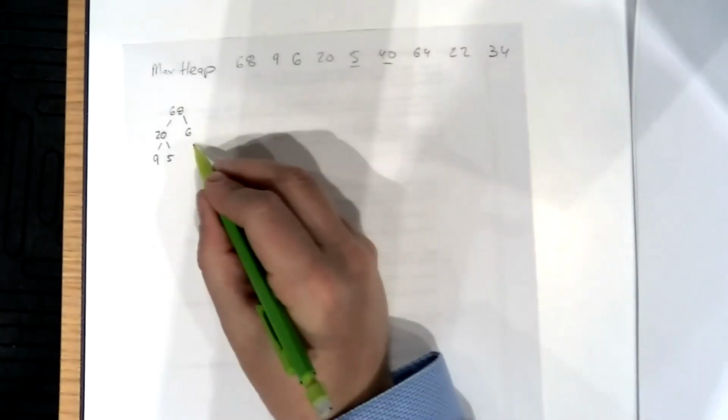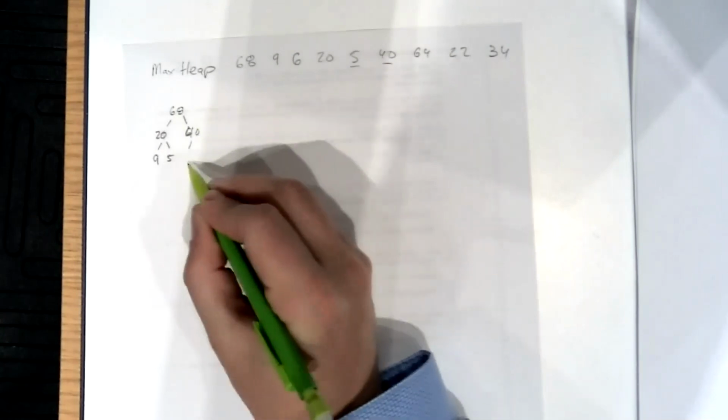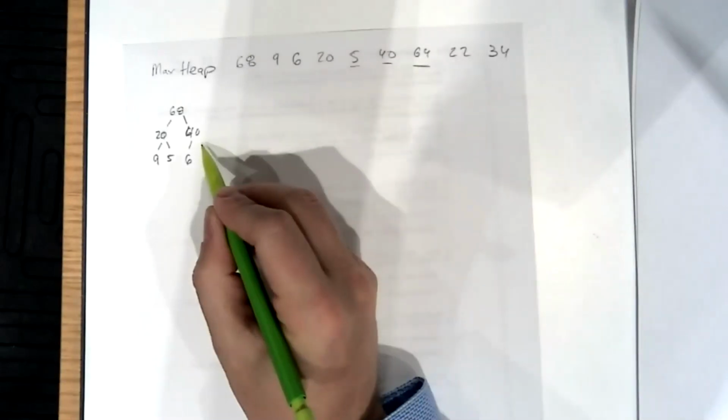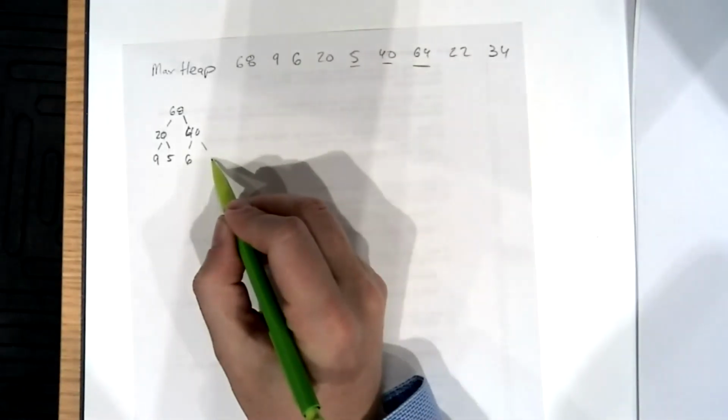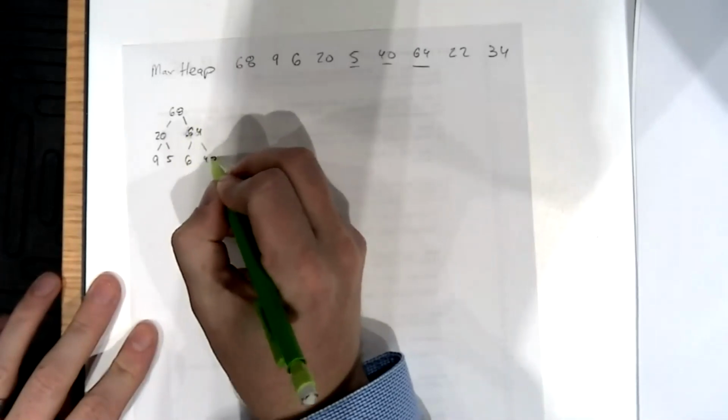Next thing we're going to do, we have 40. 40 would go here, but it's larger than 6, but less than 68. So I would move 6 down, heapify 40 up. And then after that, we got 64. 64 would normally go here initially and then gets heapified up. It's greater than 40. So then I would put 64 here and 40 there.